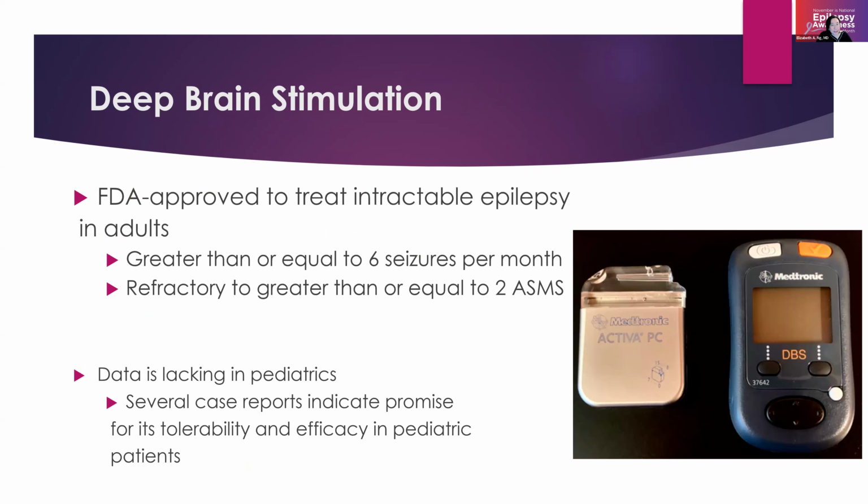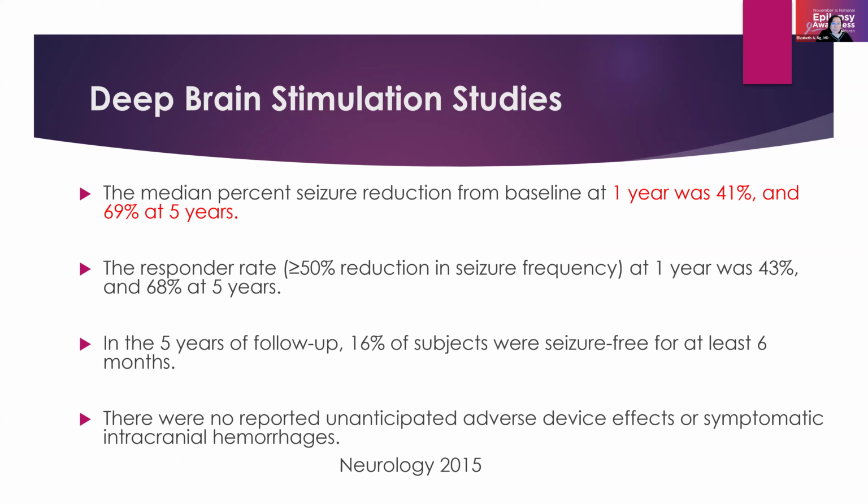And it's FDA approved to treat, again, intractable epilepsy in adults that has greater than or equal to 6 seizures per month, or is refractory to greater than or equal to 2 ASM. The data is lacking, however, in the pediatrics, but several case reports show that it's promising because of its tolerability and its efficacy. And there's a median percent seizure reduction from baseline at 1 year of 41% and 69% at 5 years.